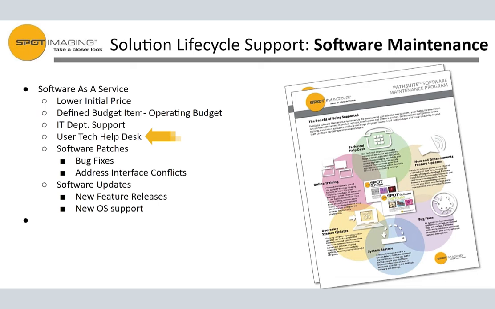You'll get user tech help desk support. You'll get software patches for bug fixes, as well as addressing interface conflicts between us and maybe the LIS system. You get the software updates. As we release new features, you automatically get those, and as we all know, Windows OS updates come, and you don't have to buy a whole new set of licenses. You automatically get that update, and you don't have to wait for it to get through a budget cycle.